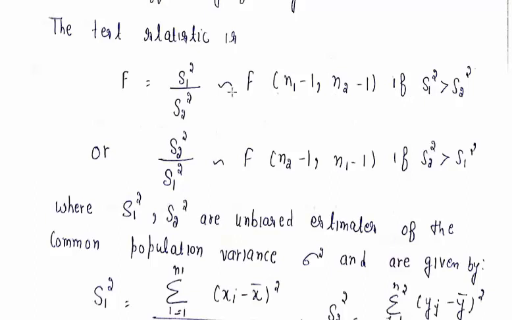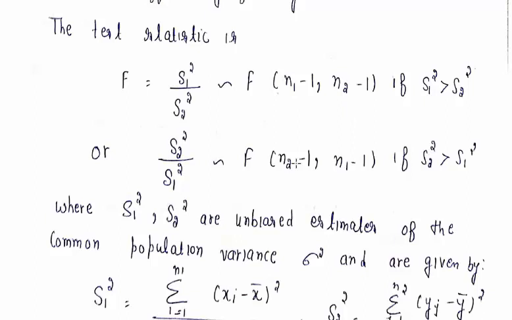The first formula is applicable if S1 square is greater than S2 square. If S1 square is less than S2 square, that means S2 square is greater than S1 square, then we apply the second formula, which is S2 square over S1 square. So if S1 square is greater than S2 square, we apply the first formula. If S2 square is greater than S1 square, we apply the second formula. For the second formula, the degrees of freedom are n2 minus 1, n1 minus 1.